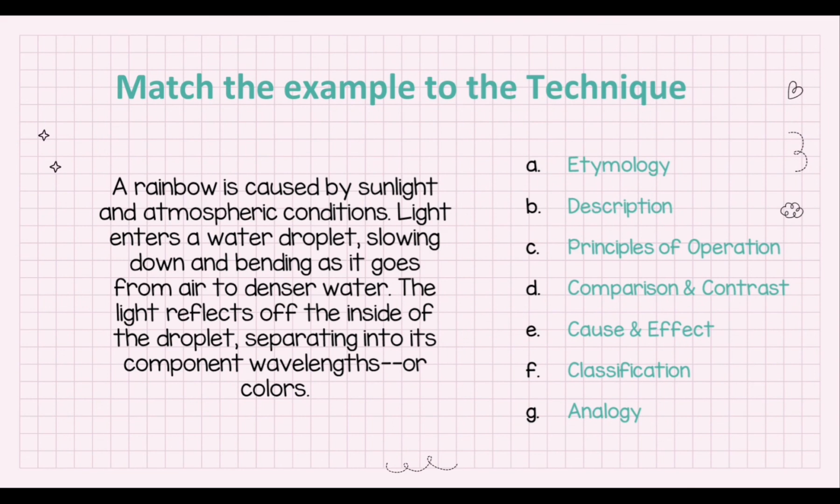This is the last one. A rainbow is caused by sunlight and atmospheric conditions. Light enters a water droplet, slowing down and bending as it goes from air to denser water. The light reflects off the inside of the droplet, separating into its component wavelengths or colors. This is actually cause and effect. So the clue is already there. A rainbow is caused by.